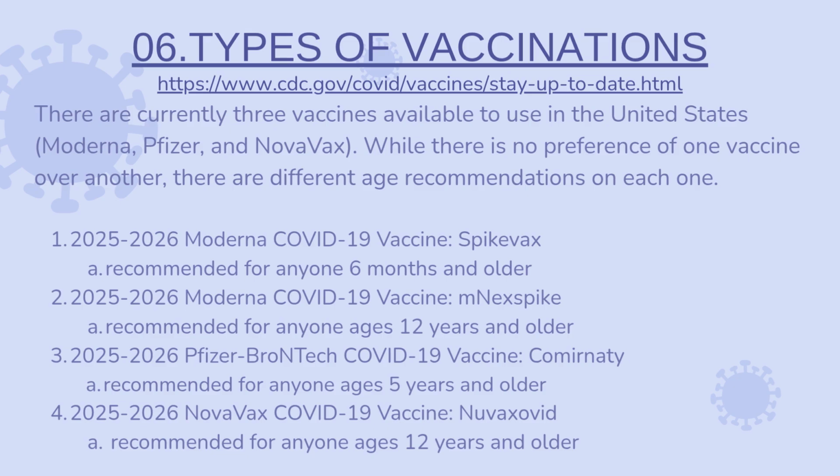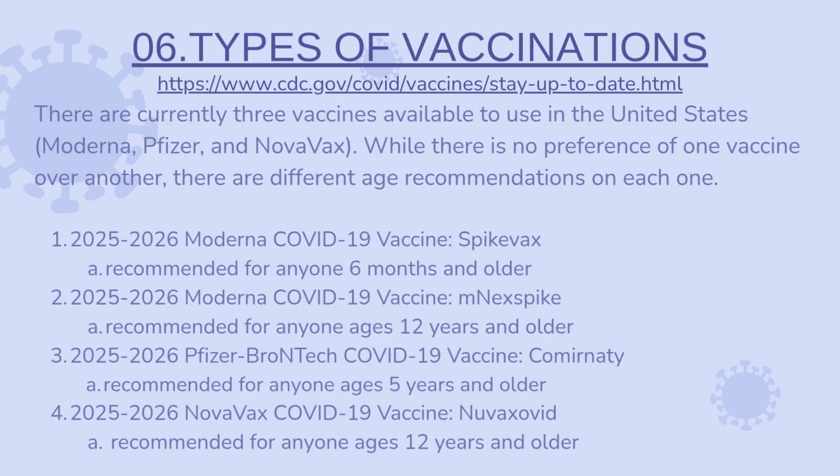According to a source that we've read and its link was pasted on this page, there are currently 3 vaccines available to use in the USA, including the Moderna, Pfizer, and Novavax. While there is no preference of one vaccine over another, they actually have distinctive age recommendations for each one. The first one, we call it Spikevax, which belongs to the Moderna COVID-19 vaccine. It is recommended for infants who are 6 months or older.